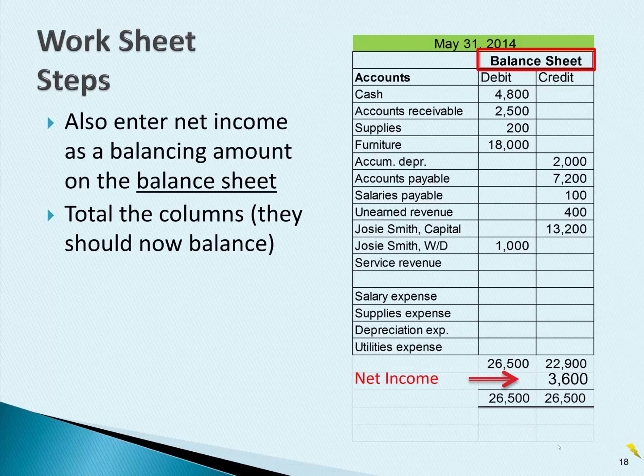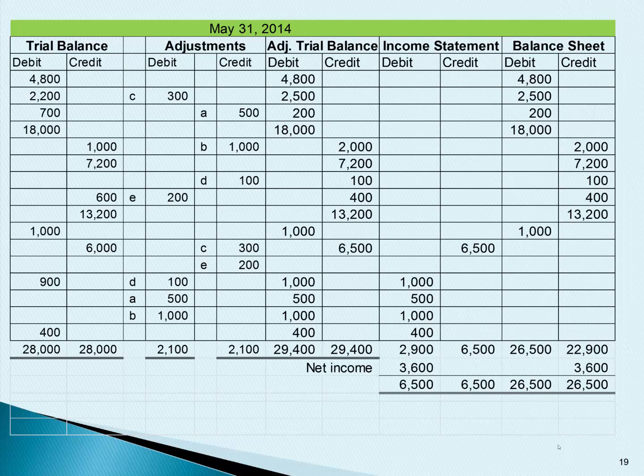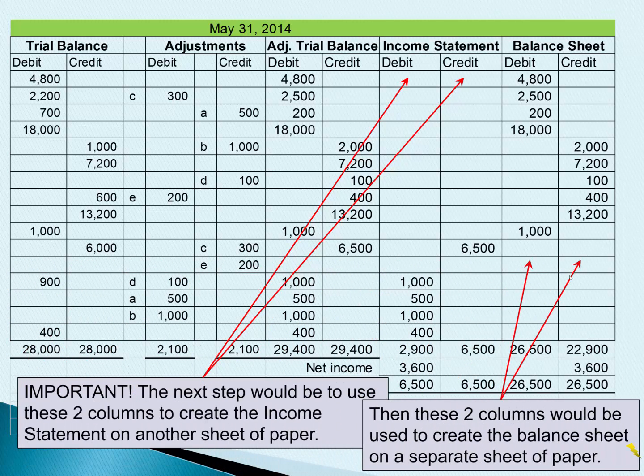So the next slide will show you the whole worksheet and what your solution should look like. So the next step would be to use the income statement columns to actually create the income statement. And then after we create the income statement, we create the statement of owner's equity, and then we would use the balance sheet columns to create the balance sheet. So we are done with the worksheet.